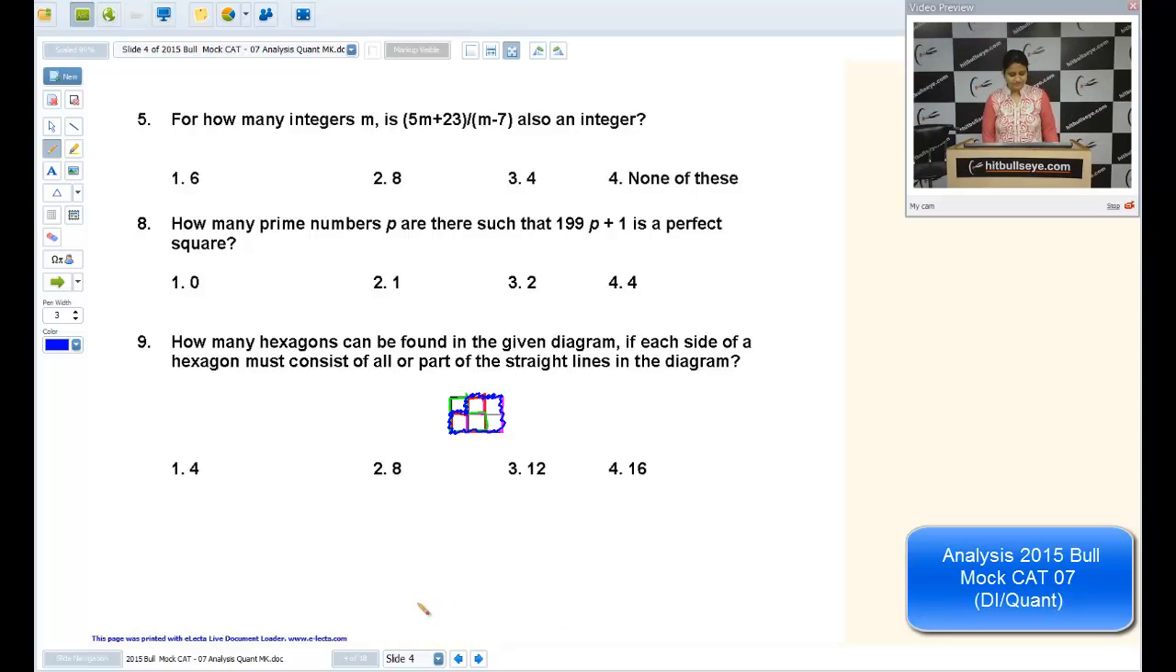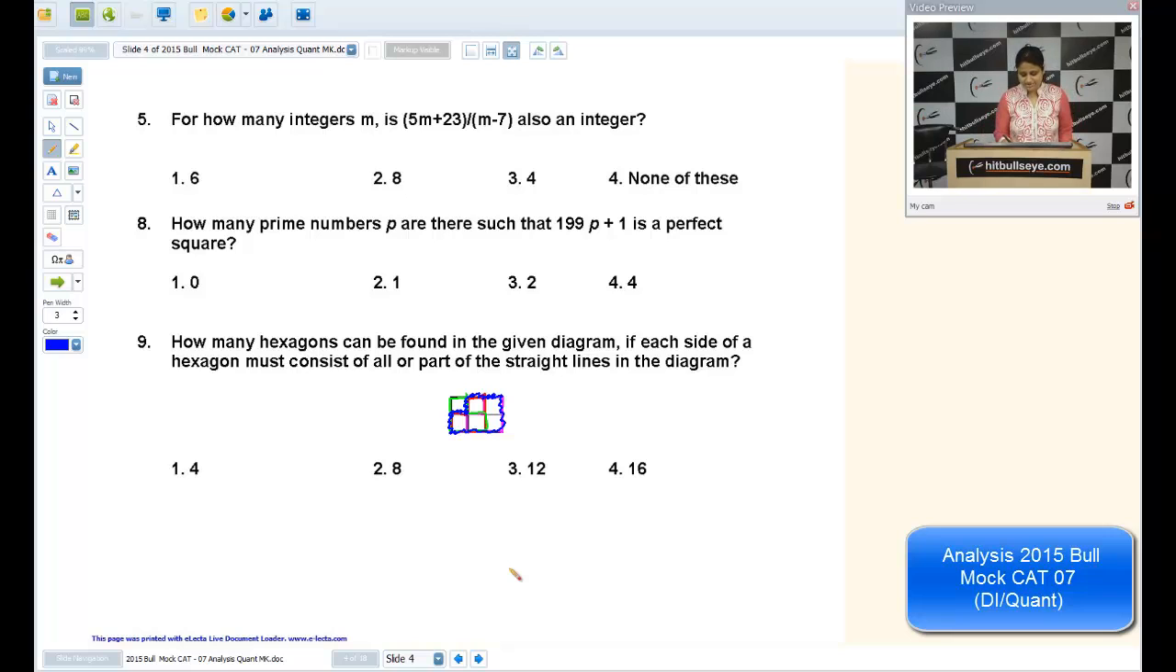Question number 5. Okay, see Neha, one thing more. You said 8-sided figure. An 8-sided figure is known as octagon. A 7-sided figure is known as heptagon. A 9-sided figure is known as nonagon, and a 10-sided figure is known as decagon. Okay, now question number 5.